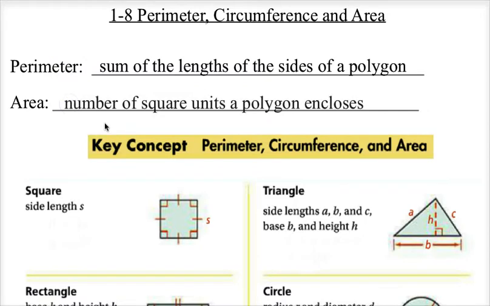Area is the number of square units a polygon encloses. Okay, so area is going to have different formulas depending upon the figure. So you would use perimeter for something like if you were putting up a fence around your property, or if you were putting up a border around a room, around the walls. It's the distance around something. Area would be if you were tiling a floor, or putting carpet in a floor. Okay, so that would be area.